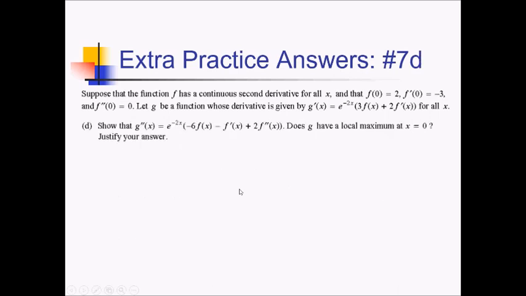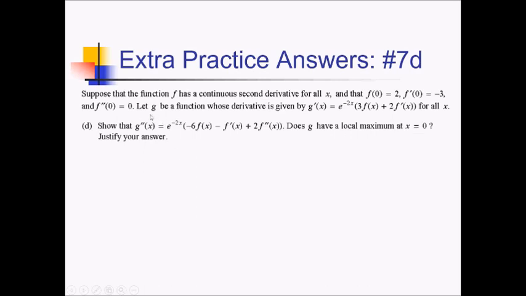For the final boss battle on this free response, they want us to show that g double prime equals all this stuff. And then, does g have a local max, min, or whatever? Does g have a local max, just local max, at x equals 0? Yes or no, and why?